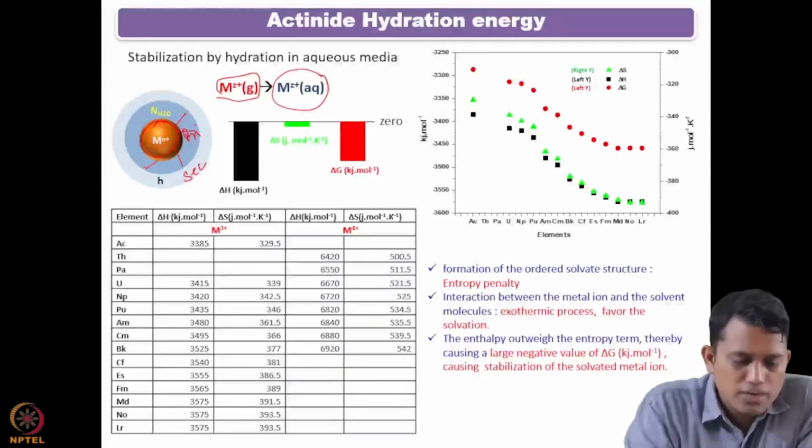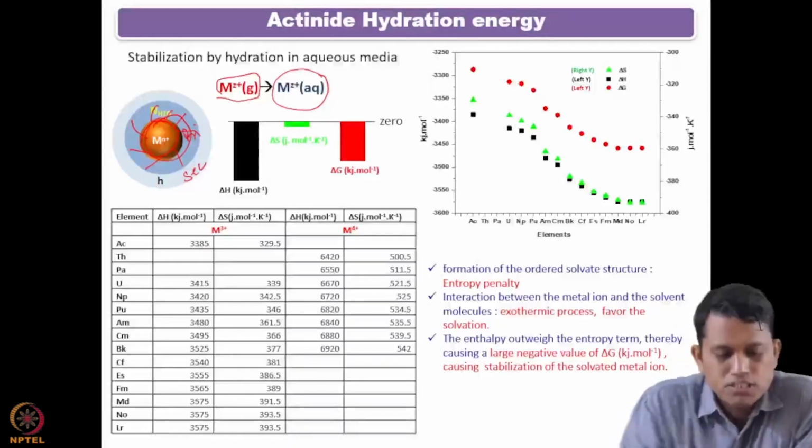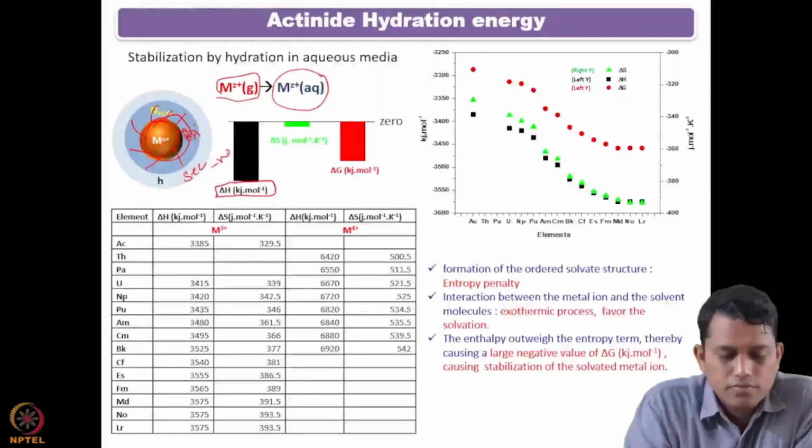The water molecules will try to arrange around this metal ion, and there is some interaction between the water molecules and this metal ion. Because of that interaction there is a release of energy, or you can say the process is exothermic in nature. So overall delta H is becoming negative.